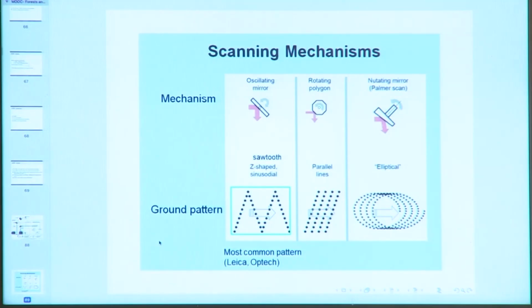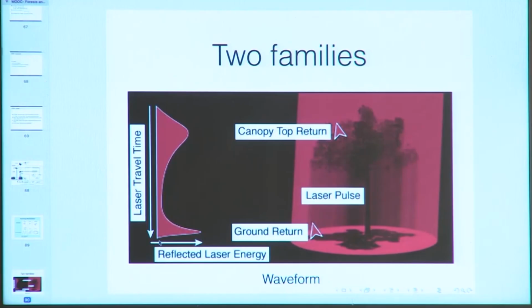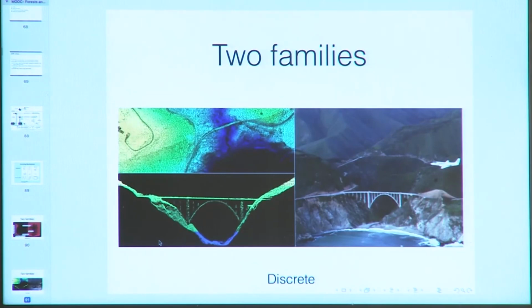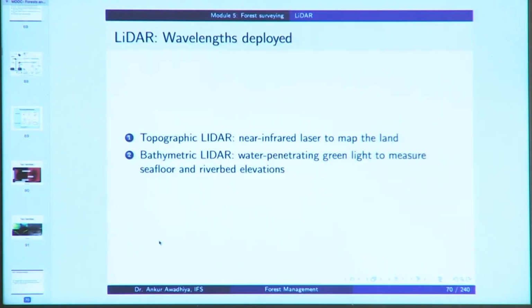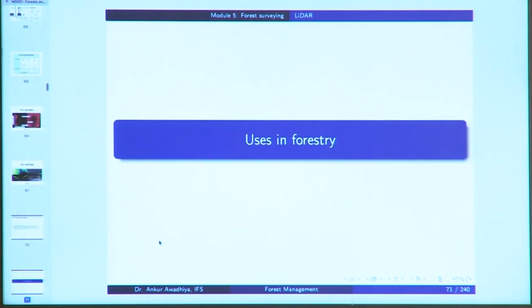Now in the case of scanning mechanisms, there are three typical scanning mechanisms that are used: an oscillating mirror, which gives you a sawtooth pattern, a rotating polygon, which gives you parallel lines, and a nutating mirror, which gives you elliptical shaped ground patterns. Now you can make use of LIDAR in two families. You can make use of waveforms, or you can make use of information in a discrete pattern. When talking about the wavelengths, you have the topographic LIDAR, in which case a near infrared laser is used to map the land, or you can make use of bathymetric LIDAR, in which case a water penetrating green light is used to measure the sea floor and the riverbed elevations.